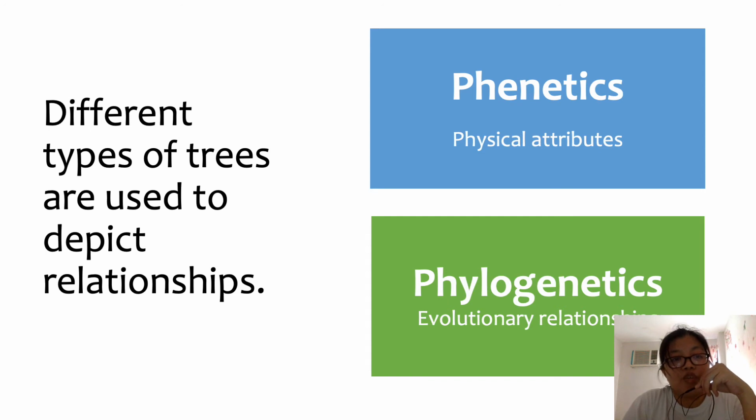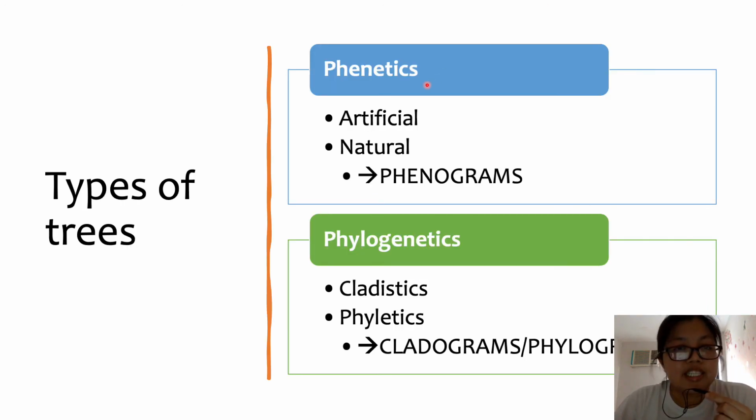In this lesson, we are to discuss different types of trees that are used to depict relationships. We have the phenetics and we have the phylogenetics. Phenetics deals with the physical attributes of the organisms, and phylogenetics deals with the evolutionary relationships. Phenetics produces a tree that we call phenograms. And there are 2 types of phenograms, the artificial and natural.